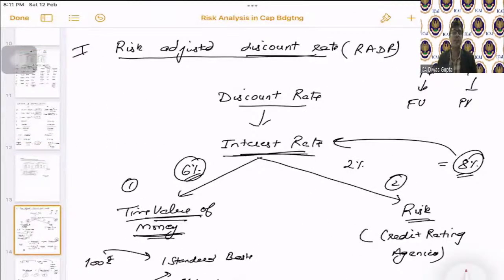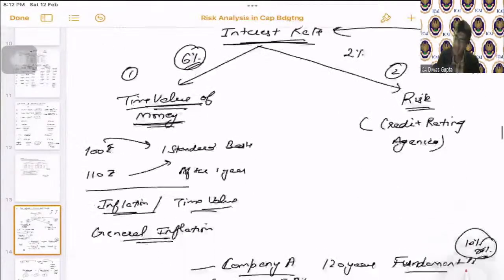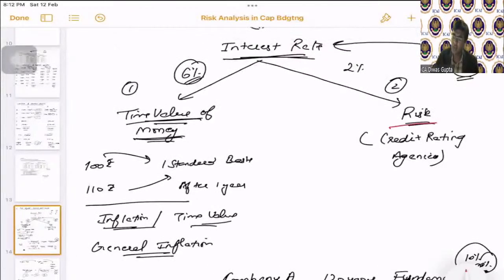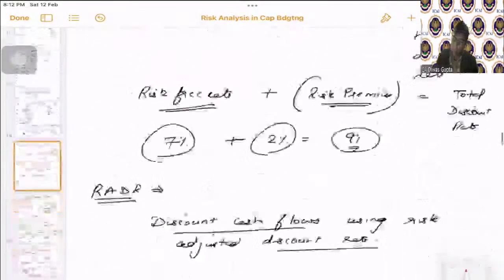Then we said, what are the techniques for risk analysis in capital budgeting. The first technique that we studied is the risk adjusted discount rate. Now in this we said that we will adjust for the risk in the discount rate. After risk adjustment the discount rate will go up, right? Because higher the risk, higher the interest rate, and hence the higher discount rate, right, students?